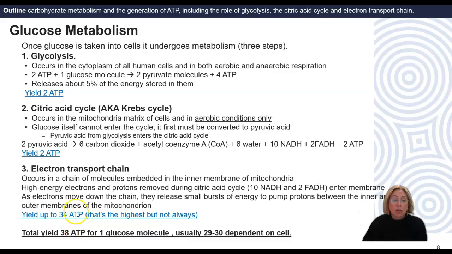So this yields up to 34 ATP, right? So it's a very efficient way of getting far more ATP than, say, what you would get in anaerobic respiration, because these ones only occur under aerobic conditions. So it does yield up to 34 molecules of ATP per 1 glucose molecule, right? That's the highest, but it's not always that. And so therefore there is a total yield of 38 ATP molecules, 2 from here, 2 from here, and 34 from here for 1 glucose molecule.